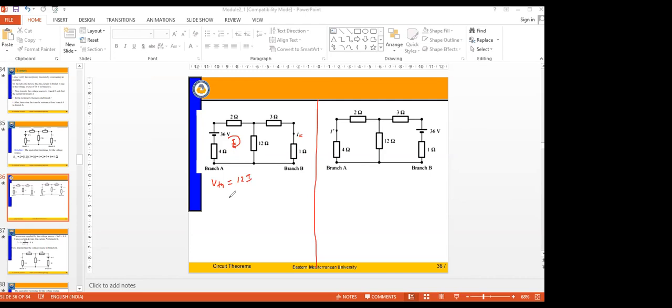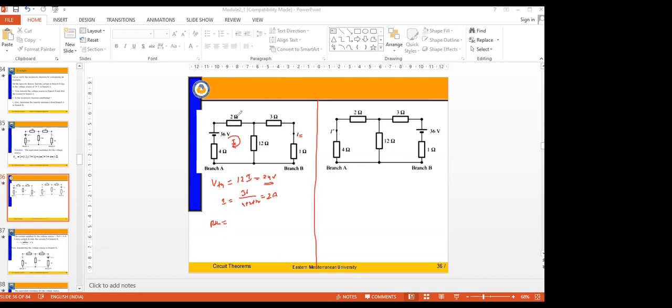Now what's the value of I you can write? I is equal to 36 divided by 4 plus 2 plus 12. Is that okay? What's the value I'm going to get here? It's 2 amps, right? So what's the value of VTH going to be? 24 volts, right? So what's the value of RTH going to be? RTH is equal to 9 ohms.